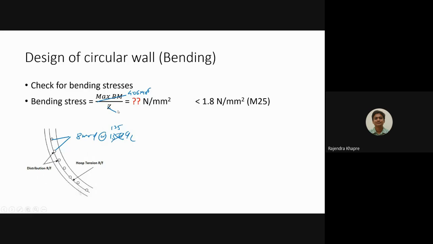What is Z? B T cube by... what? I by Y. I by Y. B D square by 6. So this is B D square by 6, where B is 1000, D is 120, and this is divided by 6. So can you tell me what is the bending stress?